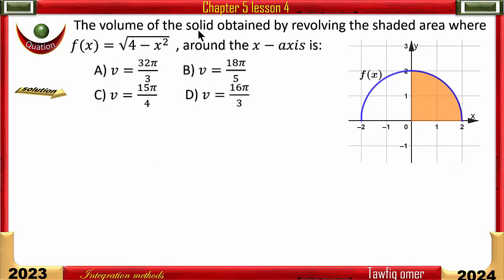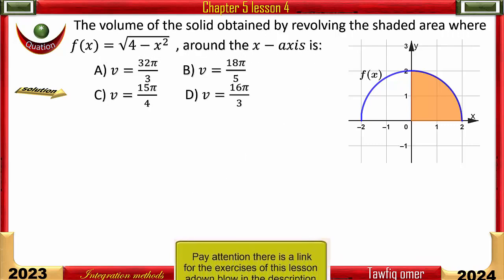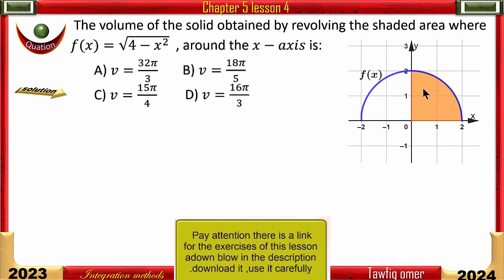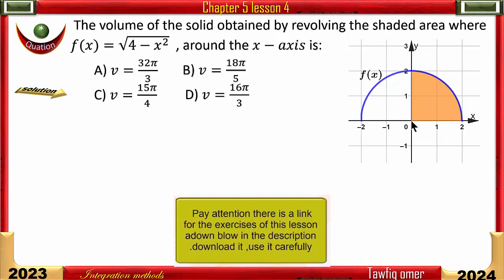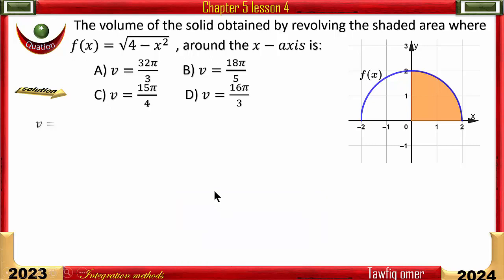The volume of the solid obtained by revolving the shadowed area where f of x is equal square root of 4 minus x squared around the x-axis is. This shadowed area starts from 0 to 2. That means the volume is equal pi integration from 0 to 2 of square root of 4 minus x squared, all squared.